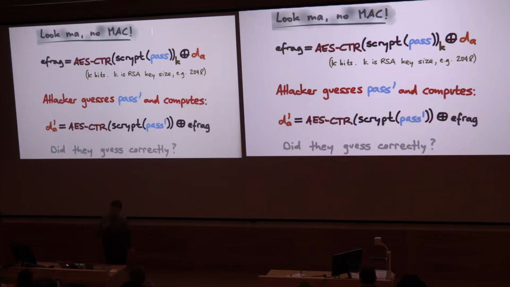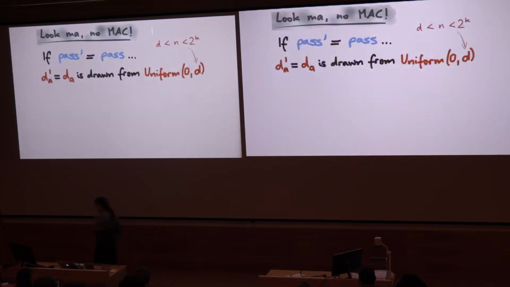But the key thing that an attacker needs to do here is to have some way of telling whether their guess is correct or not. And what we can do now is observe that if the password is correct, the way we constructed this key fragment, dA, is that we drew it from a uniform distribution, somewhere between 0 and d.